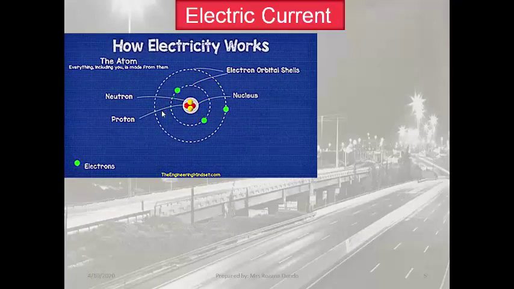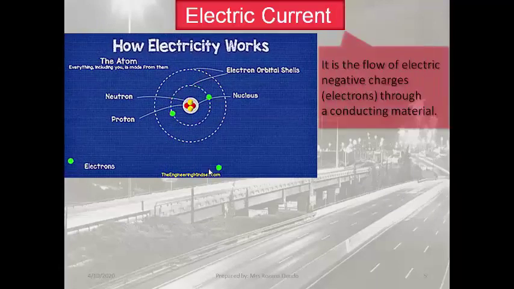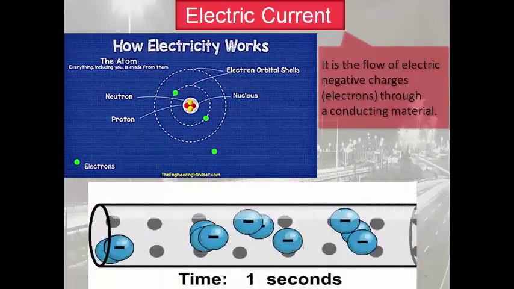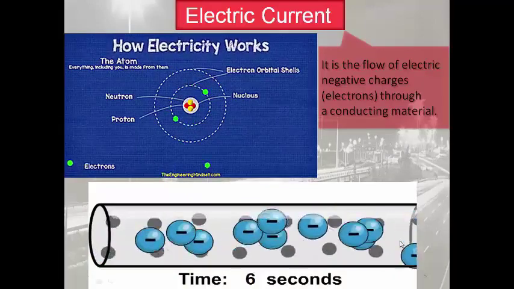There is an attraction force between electrons, which are negatively charged, and the nucleus, positively charged. When this attraction force is weak, electrons will leave the atom and become free. As you see here, this electron becomes free because the attraction force is weak. So, the flow of electric negative charges, electrons, through a conducting material is what we call electric current. So here you can see the flow of electrons.